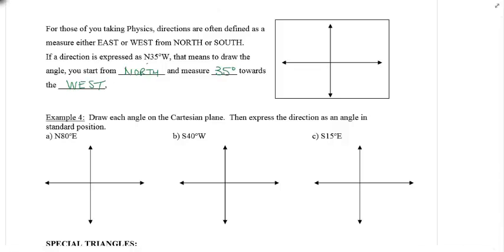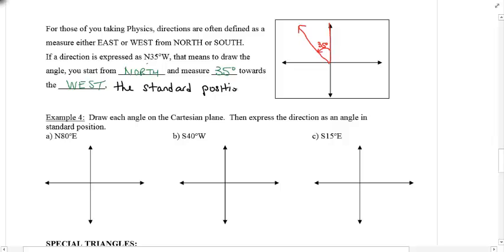So what do I mean by that? Here we go. Start from north, measure 35 degrees to the west. So this angle here is 35. Now, we're not really interested in describing angles like that. We're interested in more the standard position. So let me just add a comma here and say the standard position, and please write this in your notes, measure for N 35 degrees W is, can someone tell me?